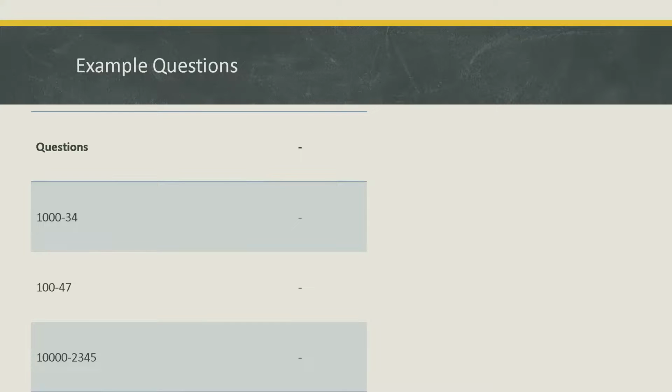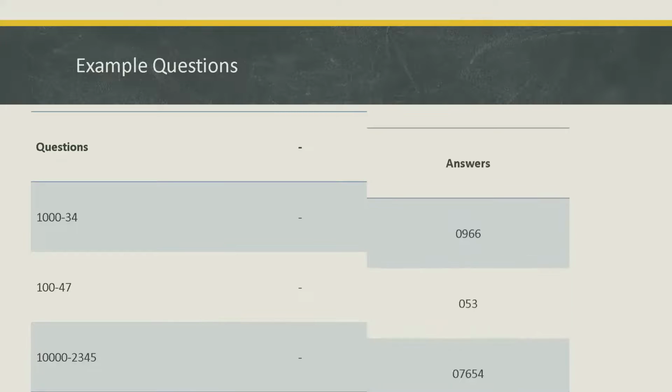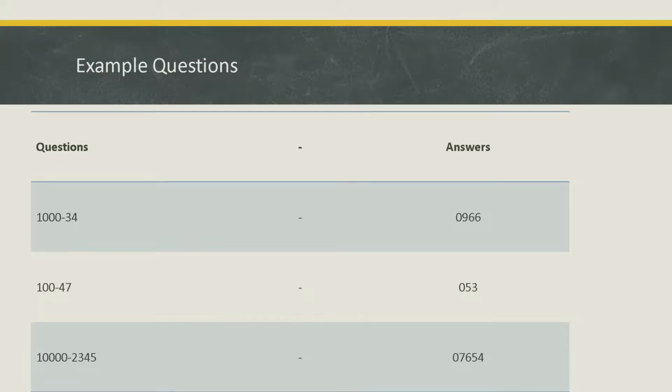Now, after you have solved the questions, you can unpause the video and see the answers. The answers are shown on the screen. These are the answers. The first question answer is 966. The answer for the second question is 53. And the answer for the third question is 7654.